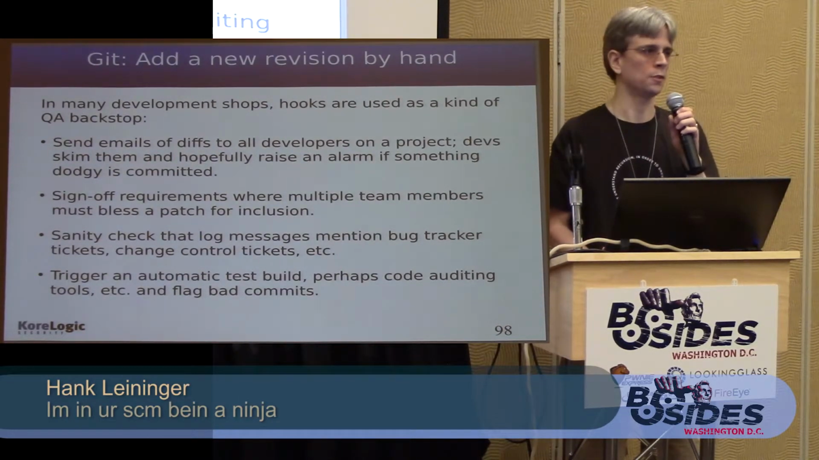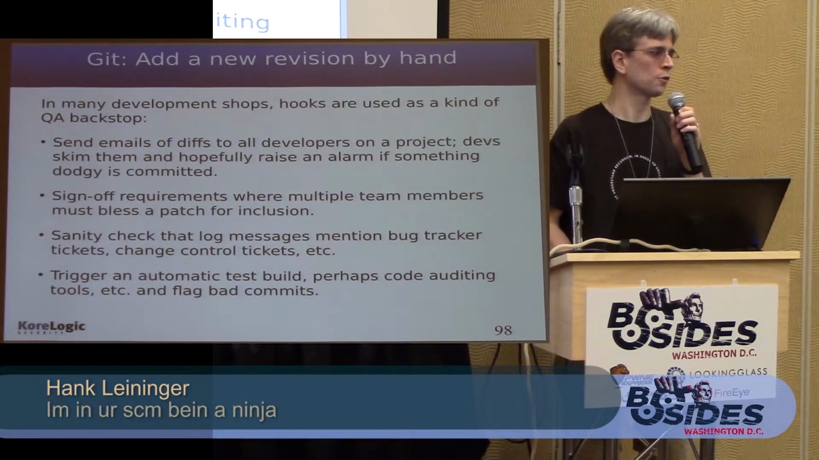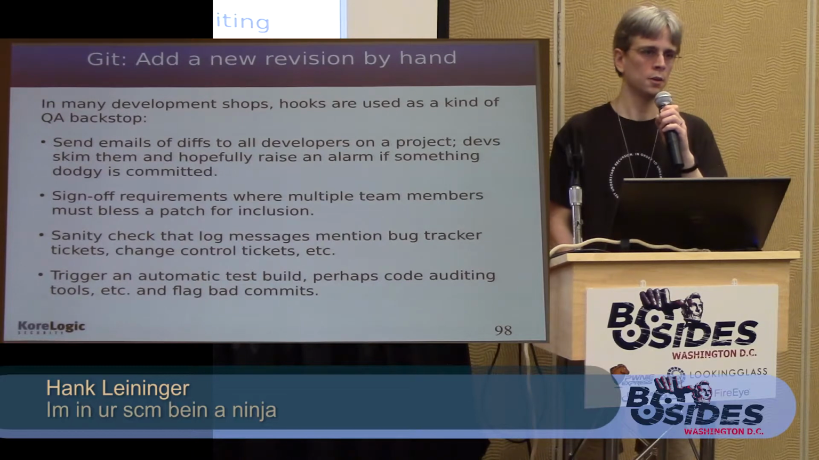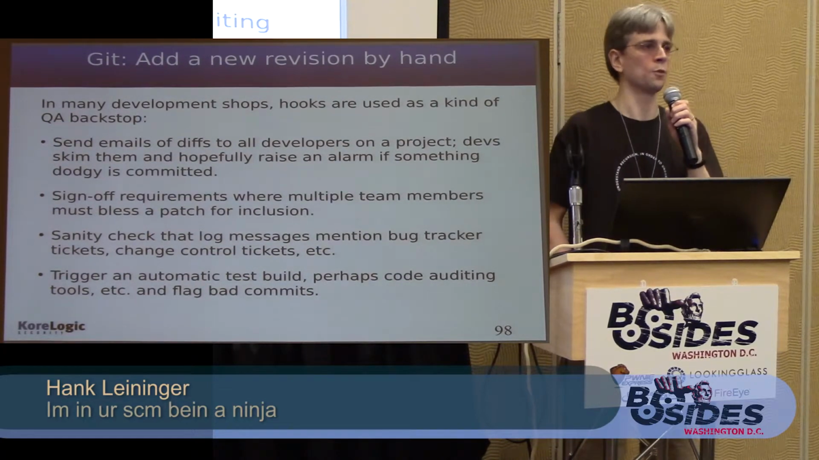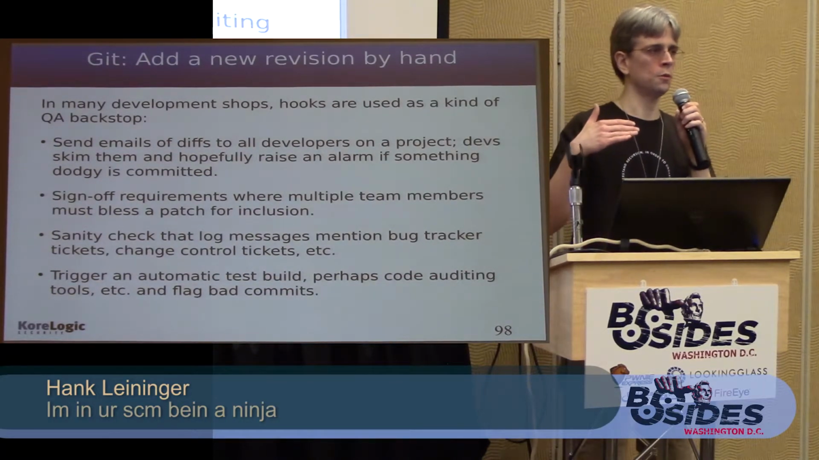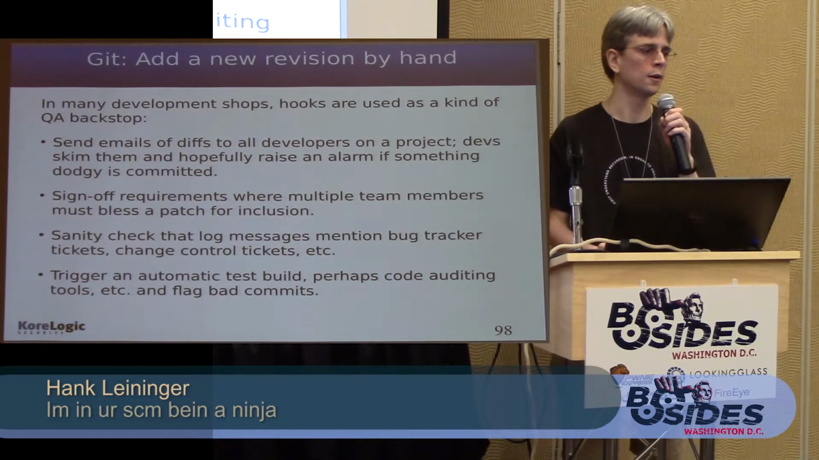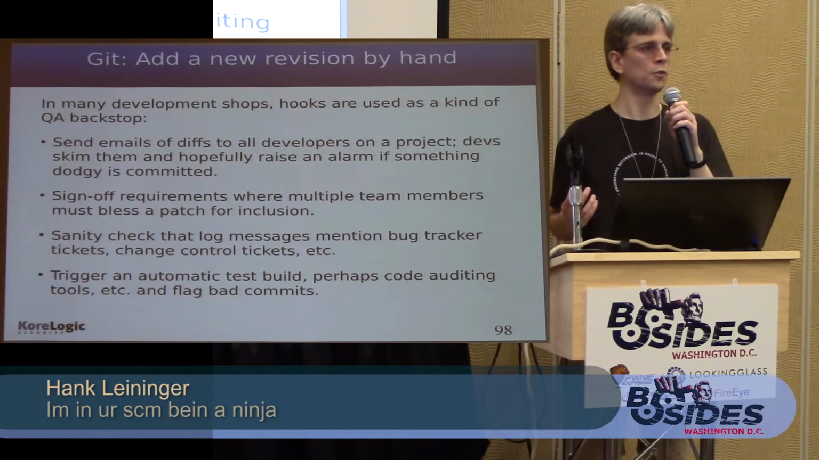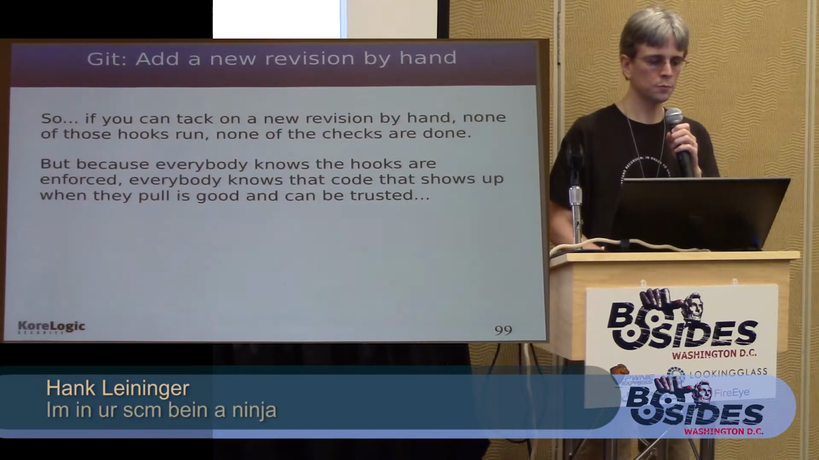Or the log message is required to mention the bug tracker ID that it fixes, or the configuration change is required to reference the change control ticket. Whatever your local policy rules are, they're typically enforced with hooks. So the ability to get code into the repository without those hooks ever firing can be very interesting to the attacker, because the stronger the hooks are, the more the organization depends on the hooks working and being enforced.